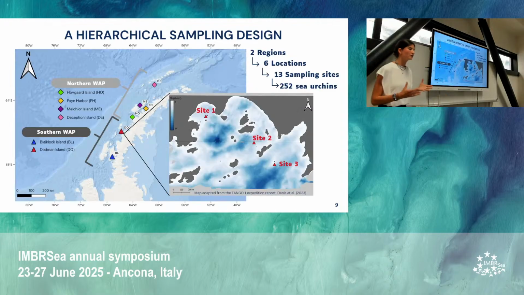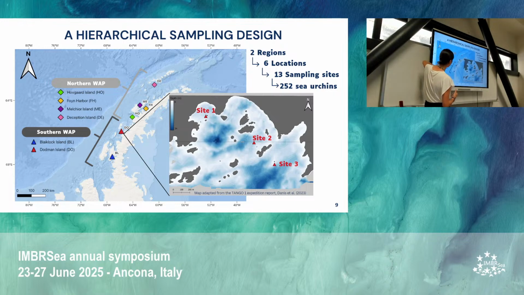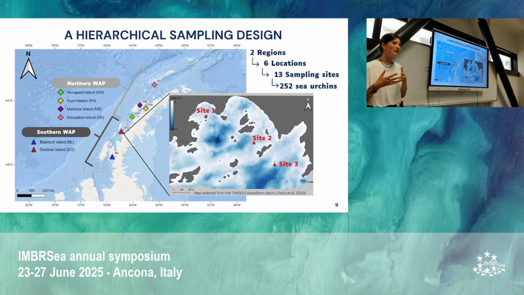So, to answer this question, a hierarchical sampling design was adopted with 2 broad regions, the north and the south, 6 locations, and within each location, between 1 to 3 sites were sampled, leading to a total of 13 sampling sites and more than 250 sea urchins collected.